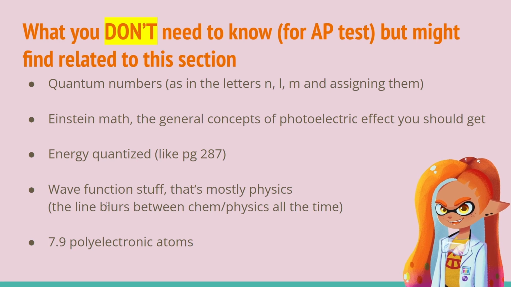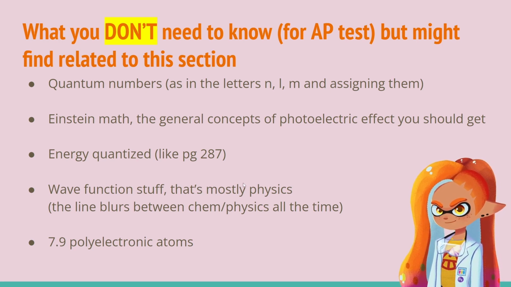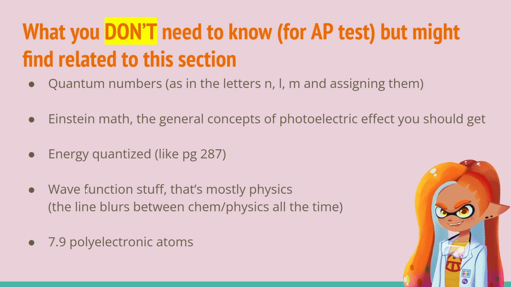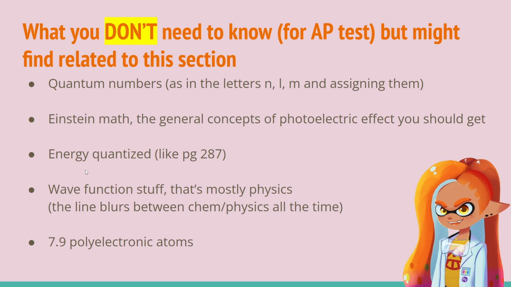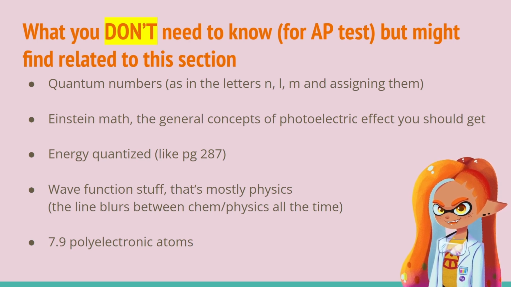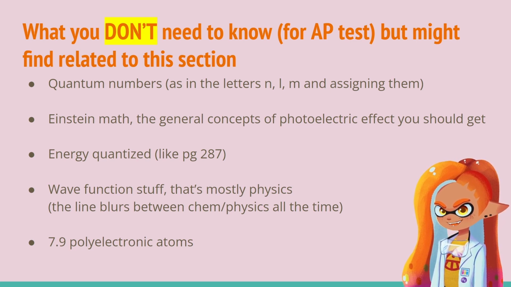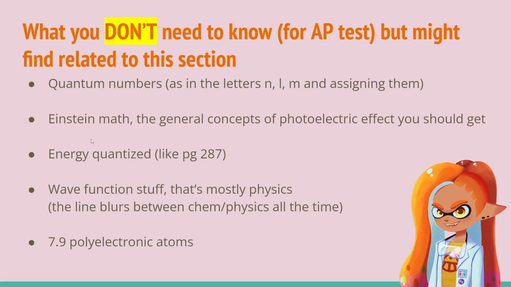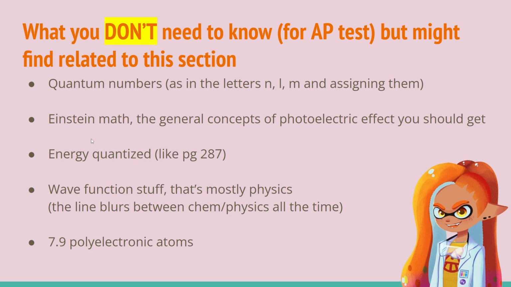There's also wave function stuff. If you take physics, then you're going to focus on that a little bit more. But the difference between chem and physics is actually pretty blurry. That's why I'm pointing it out, because there is a lot of overlap: physics uses chem, chem uses physics. That's how all science disciplines are. And then polyelectronic atoms, that is something you might run into, which you will not need to know.